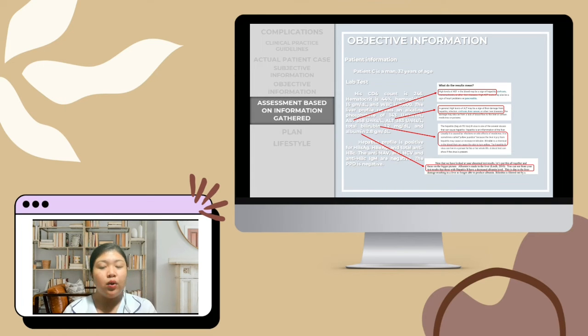Next is AST, which is 358 units per liter. Here it is high because the normal should be only 8 to 33 units per liter. And since this level is high, this could be a sign of hepatitis, cirrhosis, and mononucleosis, just like the effect when alkaline phosphatase is high. Next is the ALT, which is 383 units per liter. Here it is high because to be considered normal, it should only be 7 to 55 units per liter.